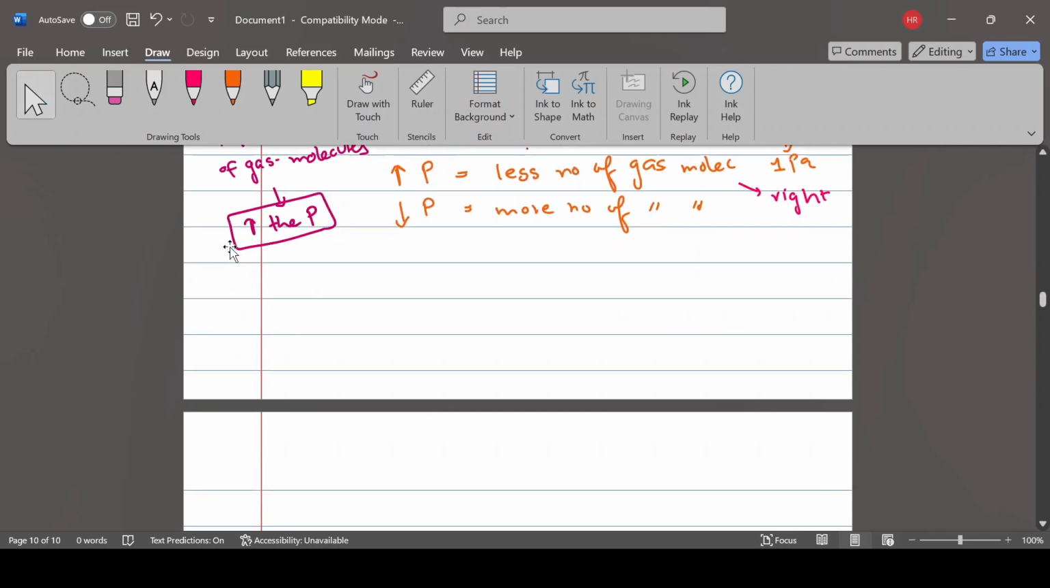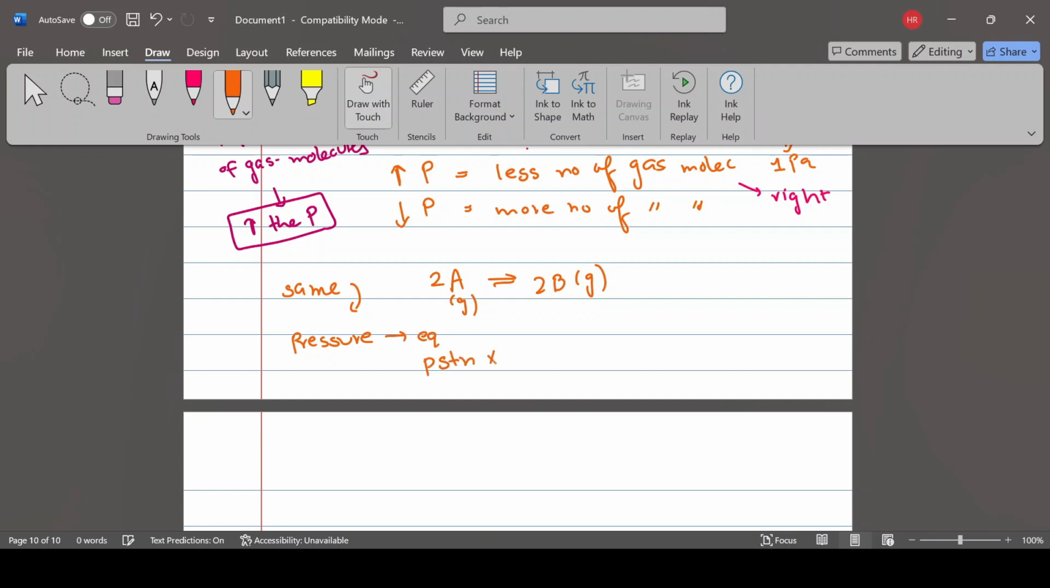Now, one thing here is what happens when you have the same number of gaseous molecules on both sides. So for example, let's say 2A is forming 2B and both of these are gases. In this case, there's the same number of gaseous molecules on the right and the left side. So increasing or decreasing the pressure is not going to affect the equilibrium position. There is no effect on the equilibrium position.